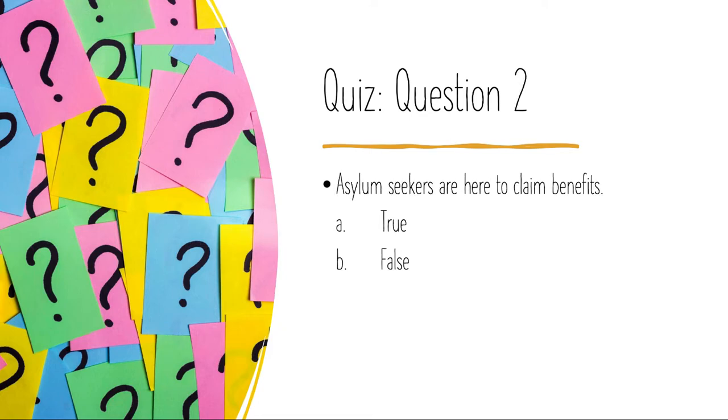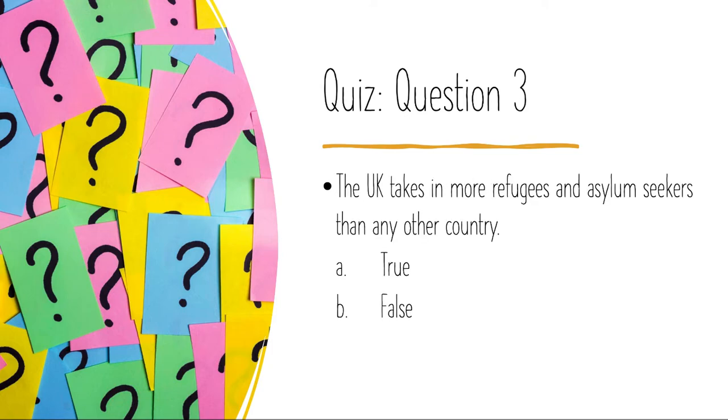Question 2, asylum seekers are here only to claim benefits. Is that true or false? Question 3. The UK takes in more refugees and asylum seekers than any other country. Again, is that true or false?